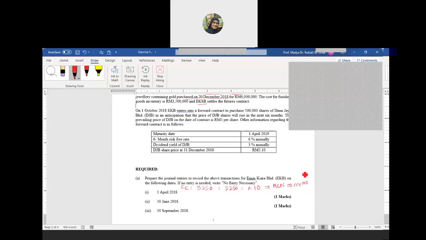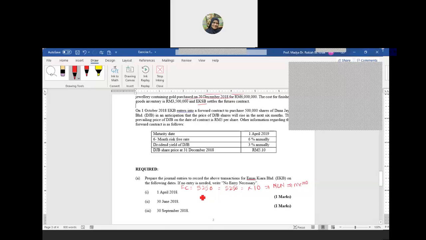Okay, memo. What is the thing that you need to write in a memo? Just write that on 1st of April 2018, enter a forward contract to purchase gold inventory at the price of 5250. Just write a memo on that one.